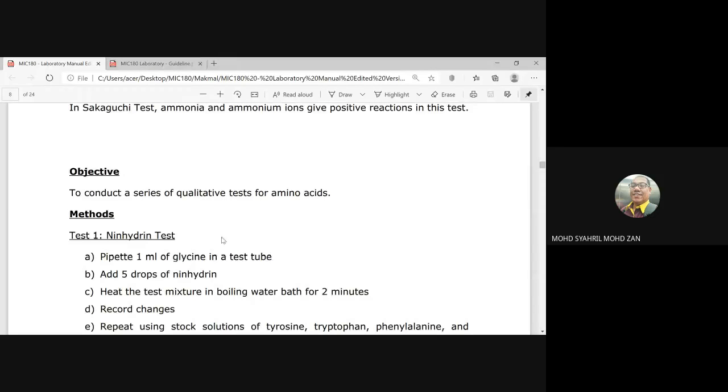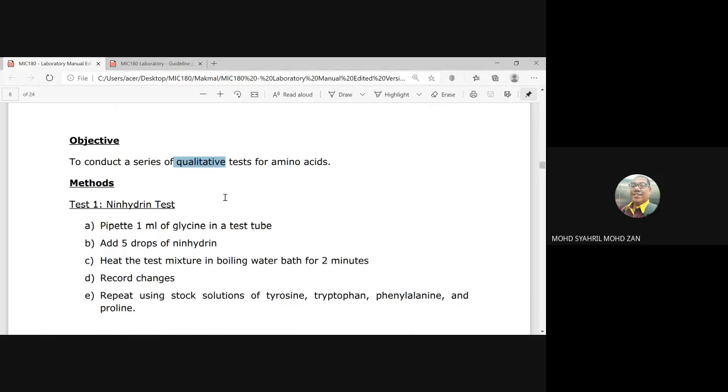The objective of this experiment is to conduct a series of qualitative tests. Please bear in mind the meaning of qualitative. Saya dah beritahu tadi. For amino acids, what type of amino acid dalam eksperimen ni adalah tyrosine, tryptophan, phenylalanine, dan proline. So this one kita akan masuk selepas enzim nanti, alright?